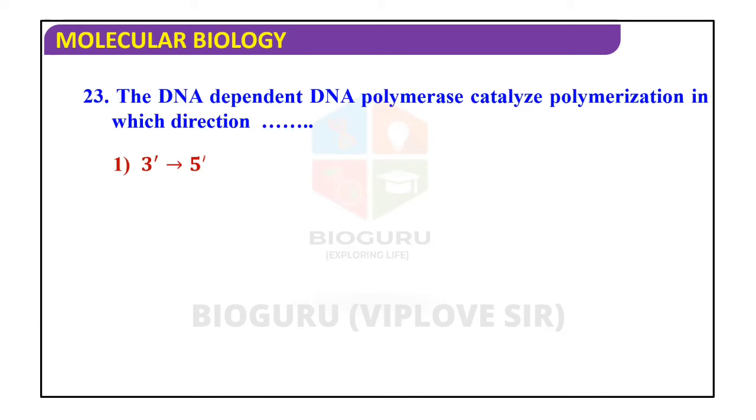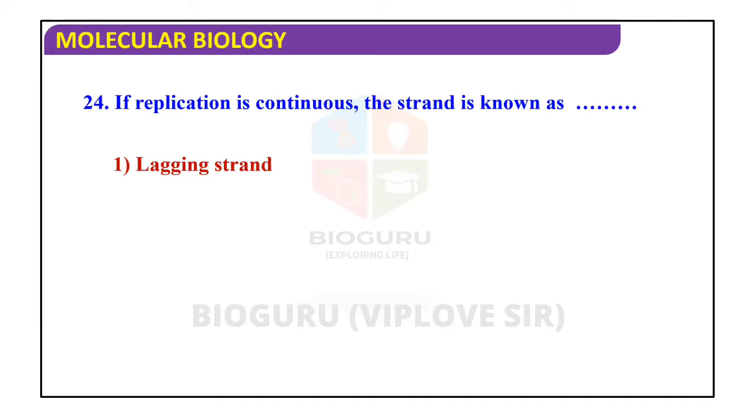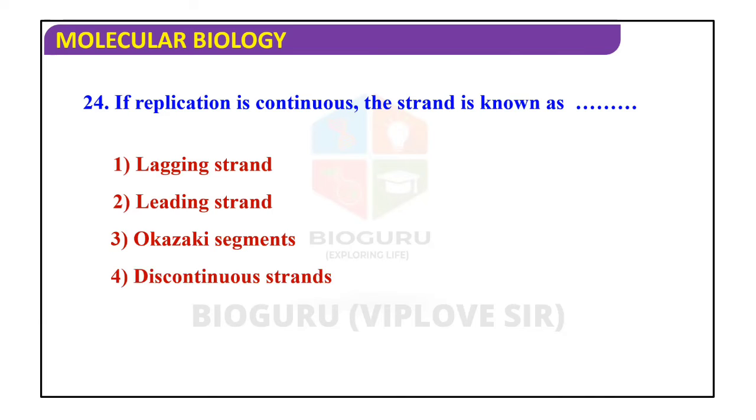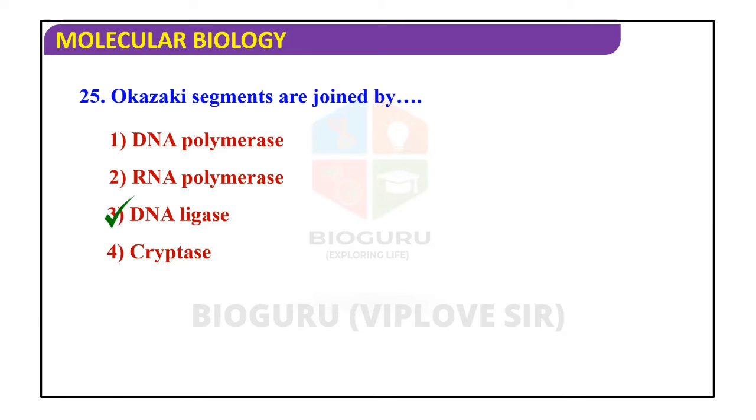The DNA-dependent DNA polymerase catalyzes polymerization in which direction? 3' to 5', 5' to 3', 3' to 3' or 5' to 5'. Yes, it is 5' to 3'. If replication is continuous, the strand is known as lagging strand, leading strand, Okazaki segments or discontinuous segments. It is leading strand, because on the discontinuous strand Okazaki fragments are formed. So Okazaki segments are joined by DNA polymerase, RNA polymerase, DNA ligase or cryptase. It is DNA ligase.